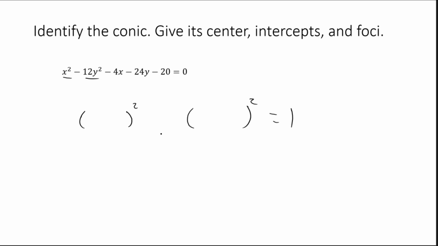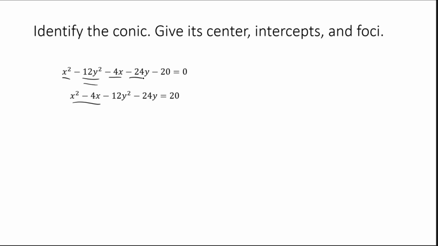So what you want to do is basically set this equal to a constant. Let's bring this negative 20 to the right side by adding 20. We'll turn it into a 1 in a little bit. And then we want to group together the x's and the y's. So we see that typed up right here. You put together the x squared and the minus 4x, and then the negative 12y squared and the negative 24y, you group together right here, and then we set it equal to 20 by bringing this to the right side.